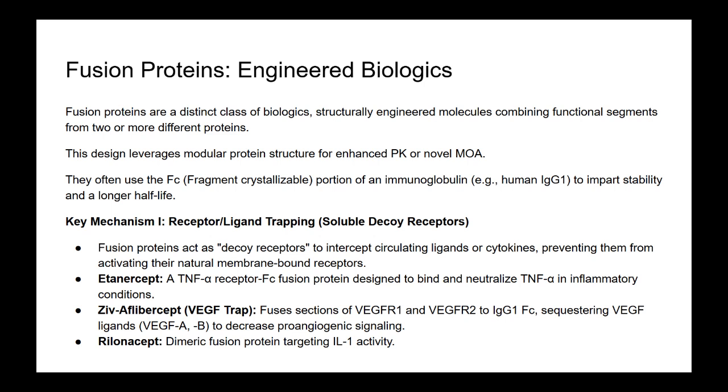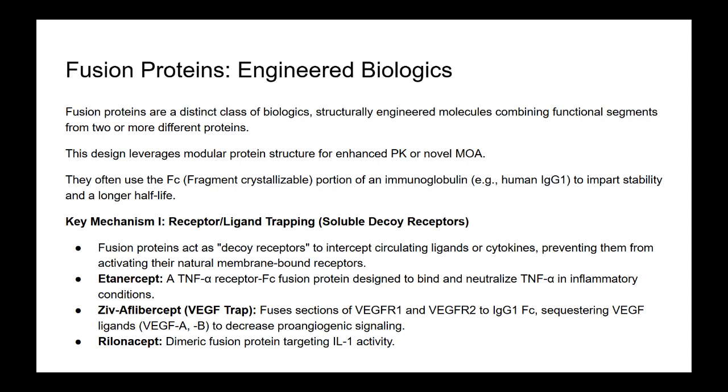Rilonacept is a dimeric fusion protein composed of the ligand-binding domains of the extracellular portions of the human interleukin-1 receptor component and the interleukin-1 receptor accessory protein. These components are fused to the Fc portion of human immunoglobulin G1. Rilonacept is used in the treatment of cryopyrin-associated periodic syndrome.